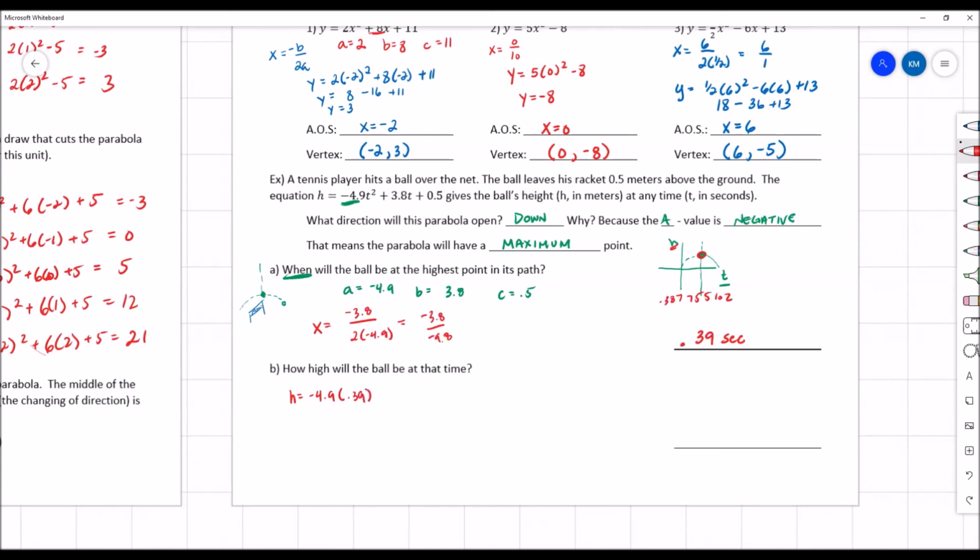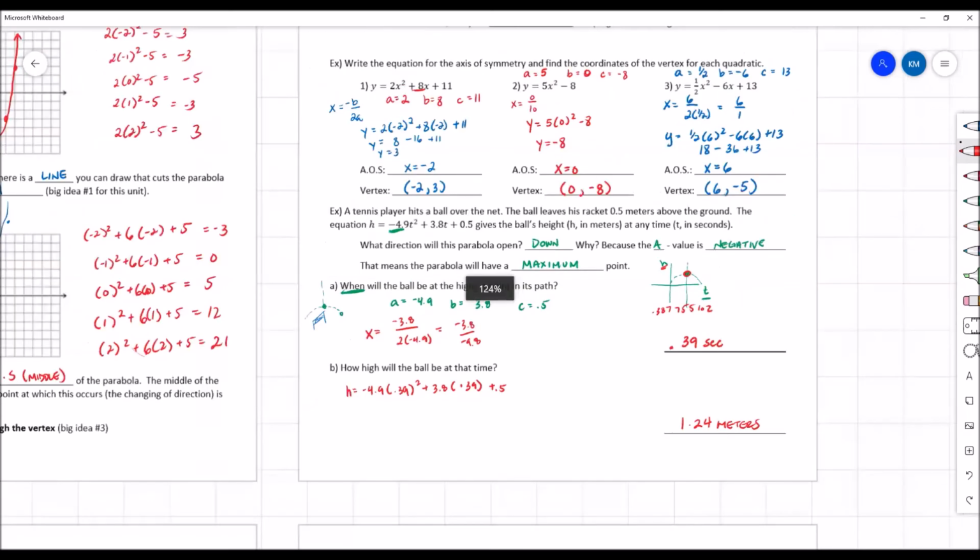Okay. Squared plus, where are we at? 3.8 times our time, 0.39, plus 0.5. Okay, so again, use your calculator, plug that in. That's what I'm going to do. Negative 4.9 times 0.39 squared plus 3.8 times 0.39 plus 0.5. Okay. All right. And that is 1.24 meters off the ground. Okay, and so that should be our highest height, or the maximum height of the ball. There you go in that situation.